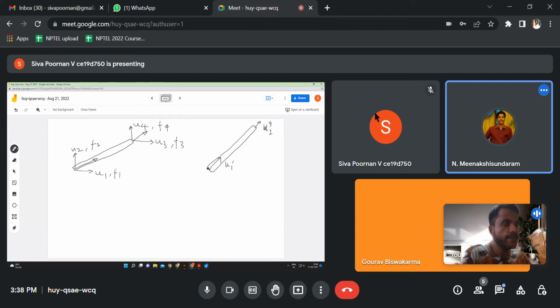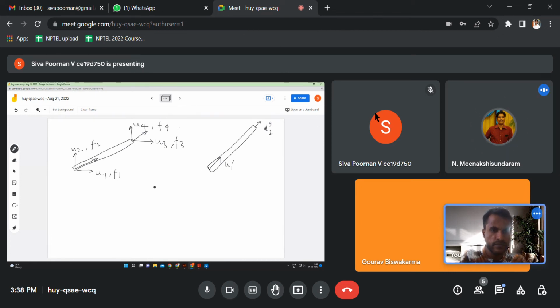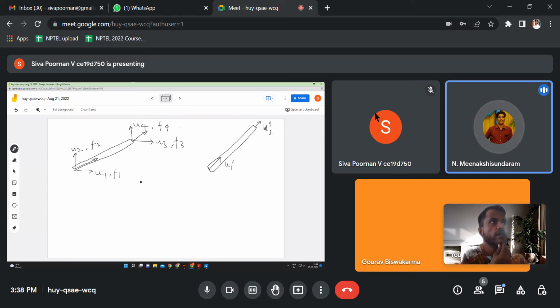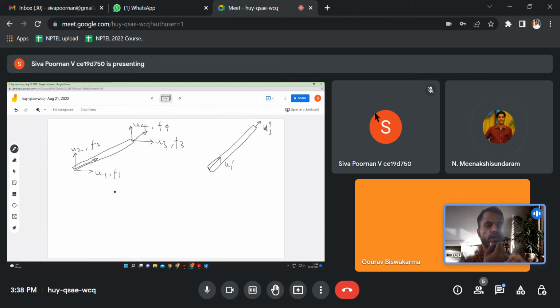What is it? I didn't hear you. Solve for u1, u2, u3, u4 along with u1 dash. Yes. So how do we solve for them? How do we connect these u1, u2, u3, u4 to u1 dash and u2 dash? What do we use?